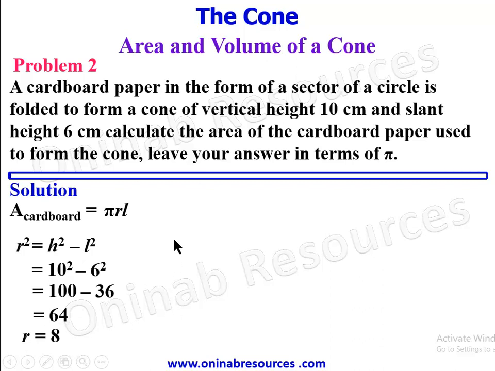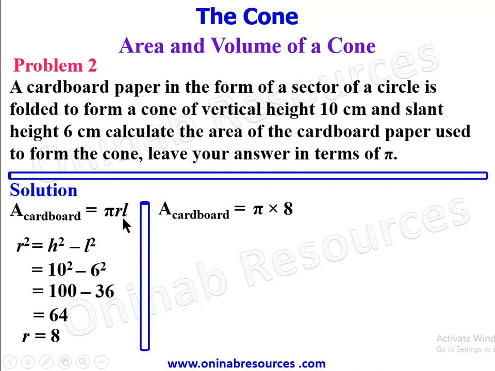We now find the area of the cardboard to be pi times r, which is 8, times l, and our l is 6. So we multiply 8 by 6, and that gives us 48 pi centimeters squared. So we have successfully calculated the area of the cardboard used to form the cone, that's the curved surface area, in terms of pi. That's the end of the solution to problem 2.